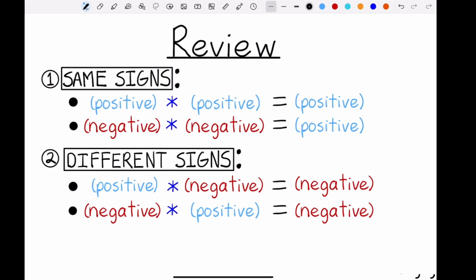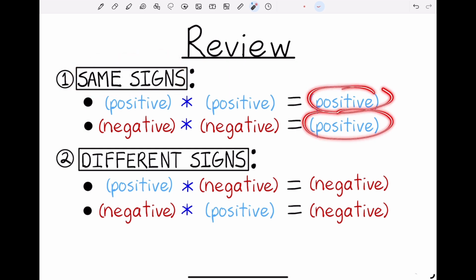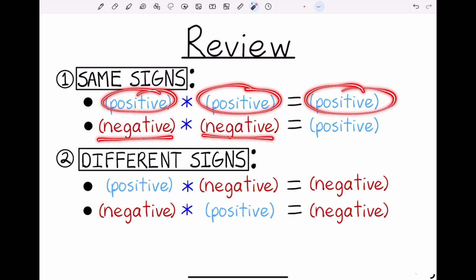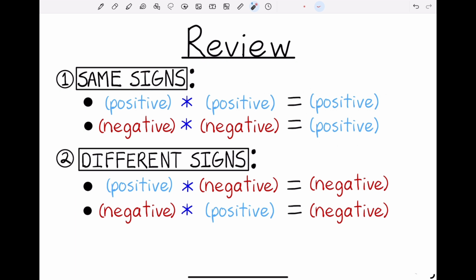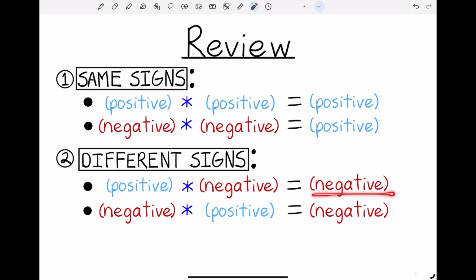Let's recap what we did in this video. If we're multiplying two numbers with the same signs, then we're going to get a positive answer. So whether you're multiplying a positive times a positive or a negative times a negative, we're always going to get a positive answer. And if we're multiplying two numbers with different signs, then we're going to get a negative answer. So whether we're multiplying positive times negative or a negative times a positive, we're always going to get a negative answer.